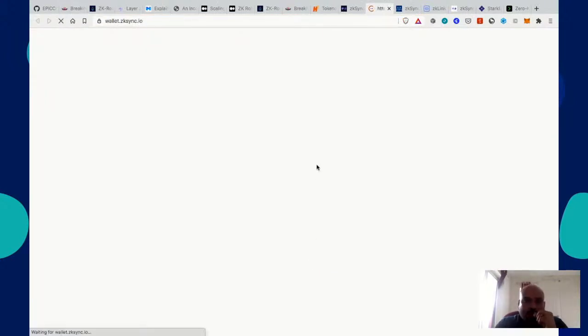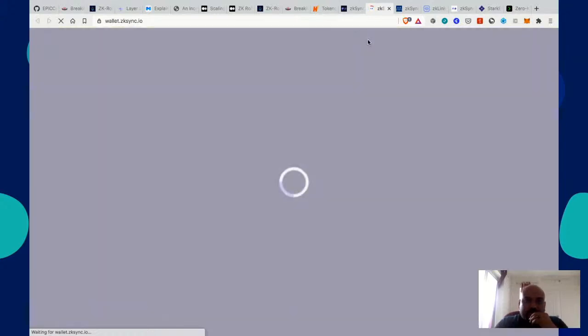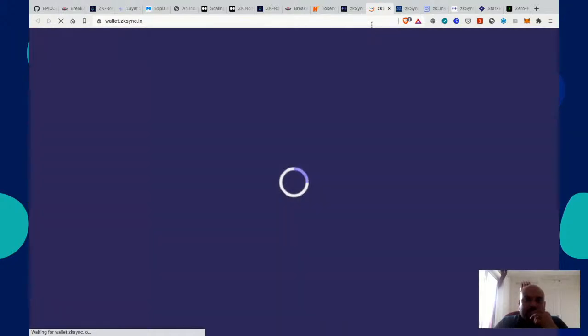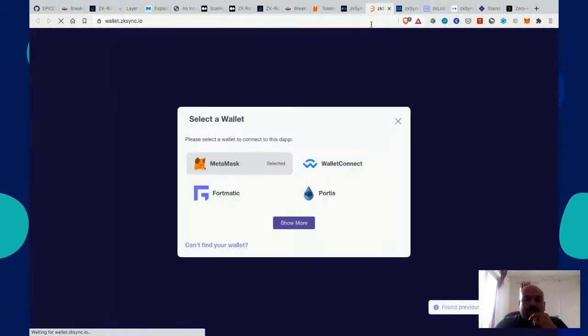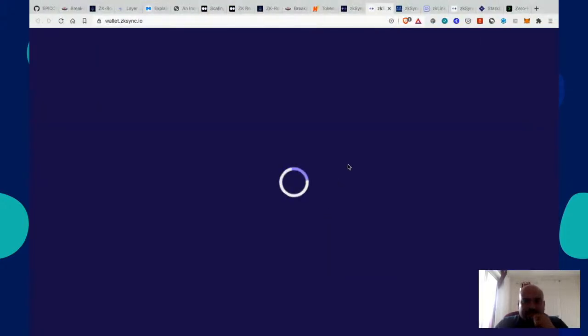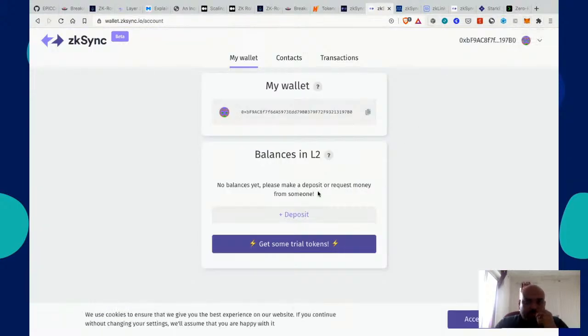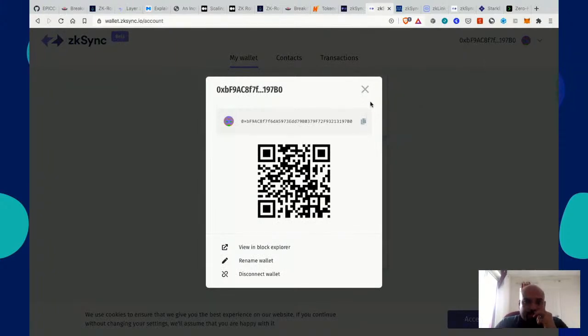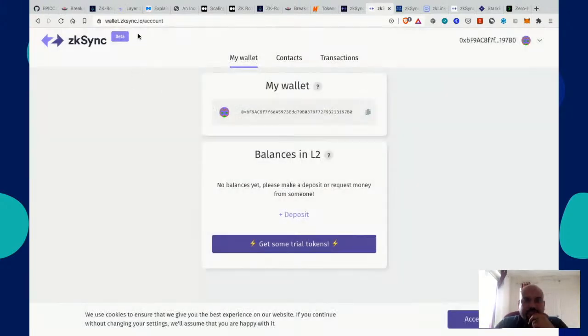You just need to open a wallet, and when you open the wallet, it will help you to link. You can connect your layer 1 wallet to a ZK Sync wallet. Either you can link MetaMask or WalletConnect, Portis, etc. So now I am trying to connect to ZK Sync from my MetaMask. So right now it's showing that this is my ZK Sync wallet.